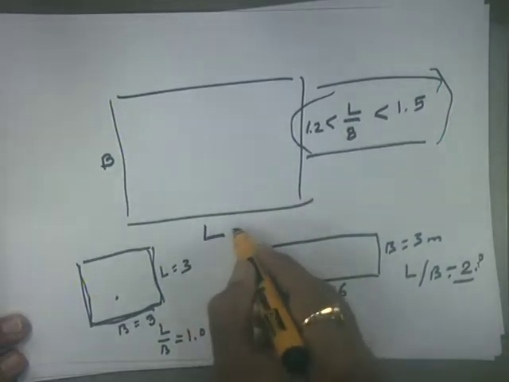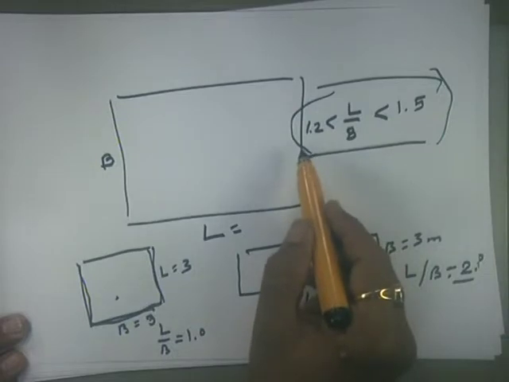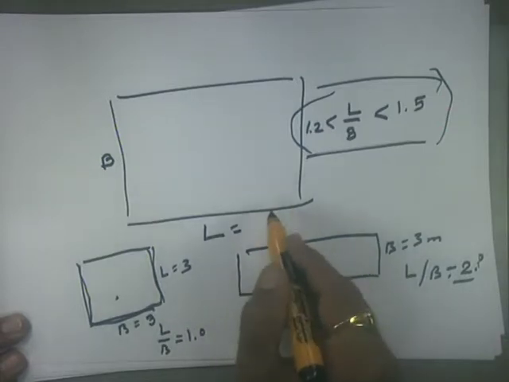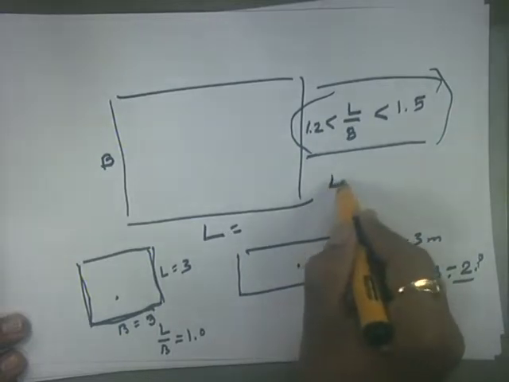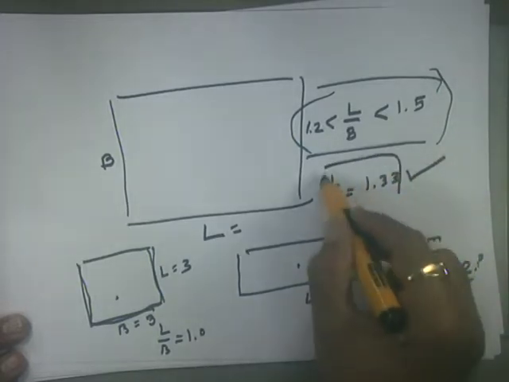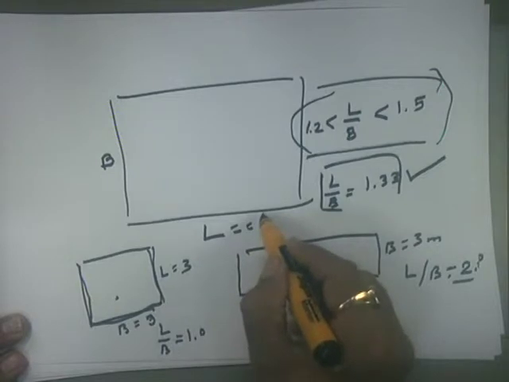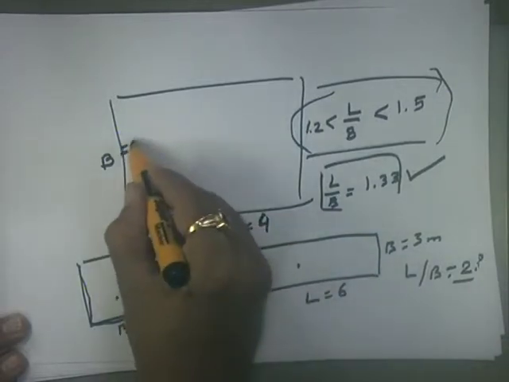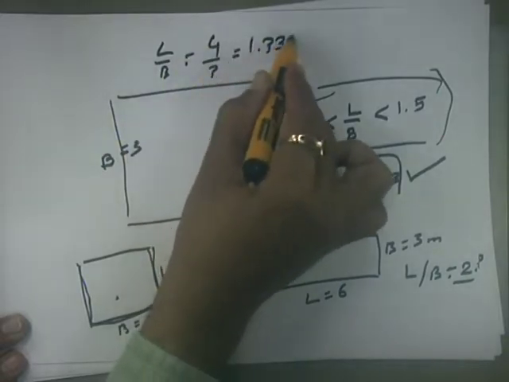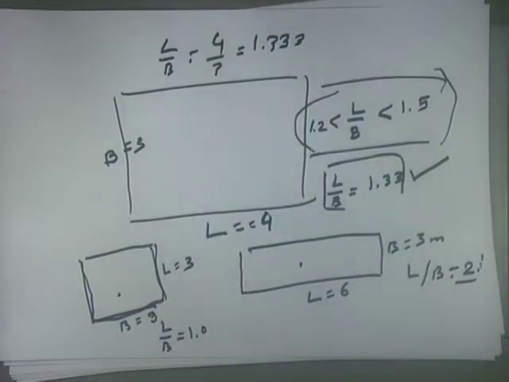If the room L to B ratio is between 1.5 and 1.2, they are having more convenience for arranging the furniture also. So if L by B ratio is exactly 1.33, that is most desirable value. So if this length is say 4 meter, and breadth is say 3 meter, so L by B ratio 4 by 3, it comes to 1.3. So you will find this type of dimensions having length to breadth ratio 1.3 are more convenient for even furniture arrangement.